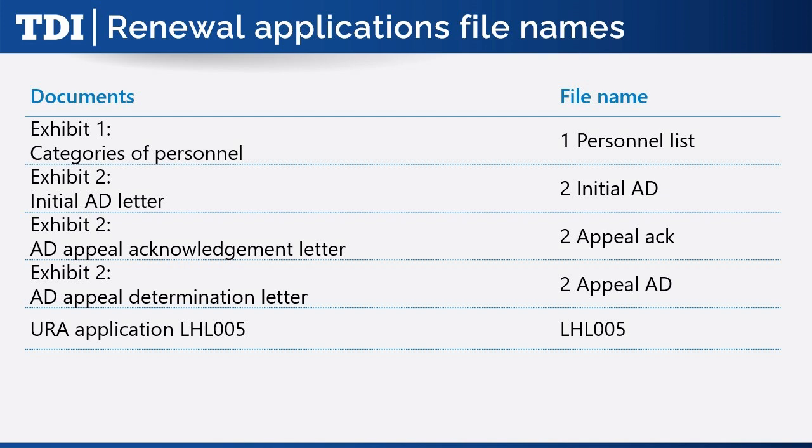The components of the naming convention include the exhibit number and the name of the document. For example, for the naming convention 1 personnel list, the number 1 means Exhibit 1, and personnel list is a reference to the required personnel list document.